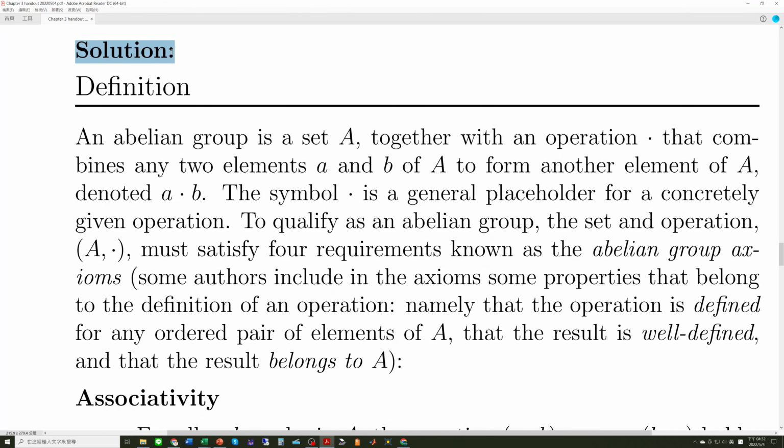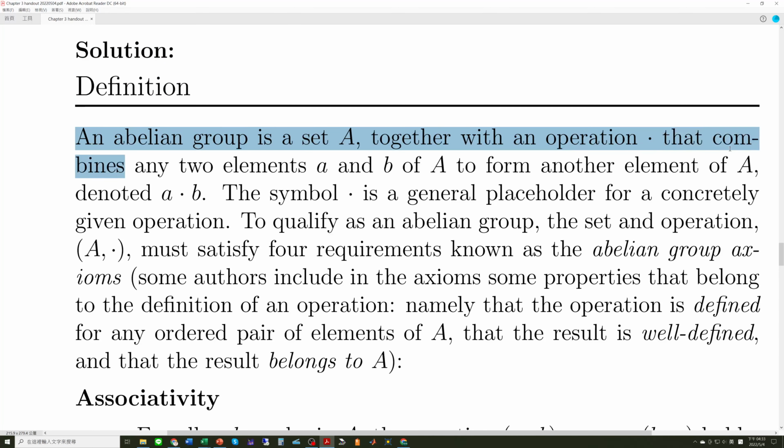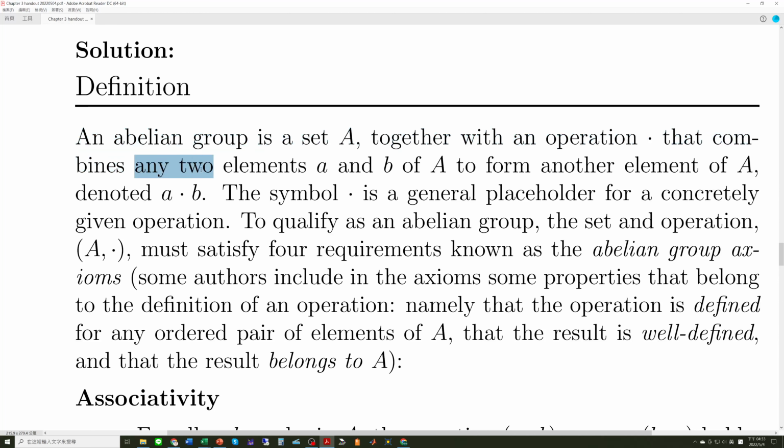Okay, solution. First, let us see the definition. An abelian group is a set A together with an operation dot that combines any two elements a and b of capital A to form another element of capital A, denoted a dot b.